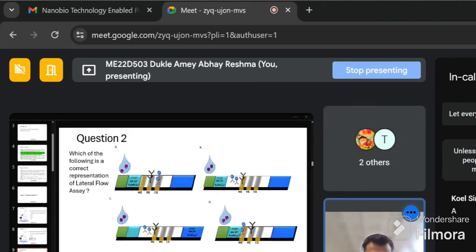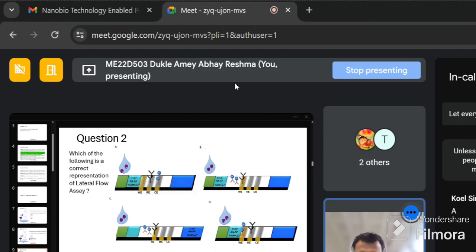See, basic, when you are having a lateral flow assay, the working electrode, you have to understand from the last lecture, is where the detection actually occurs. So from this figure you can identify that the primary identifying antibody is only present in option B and C.